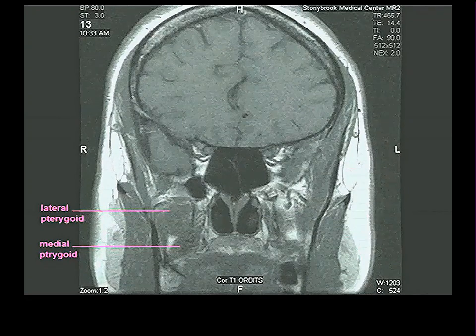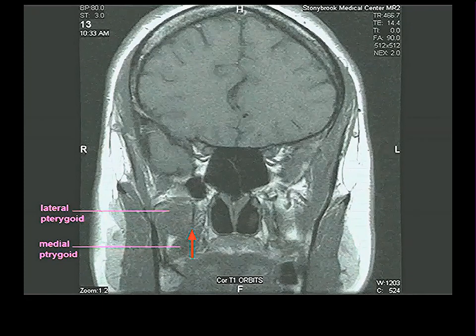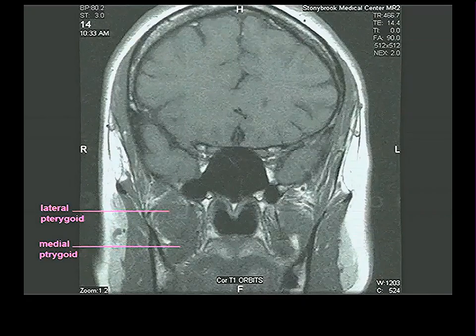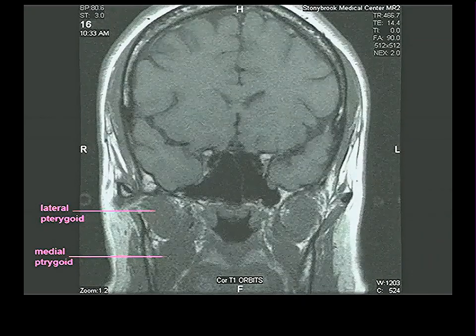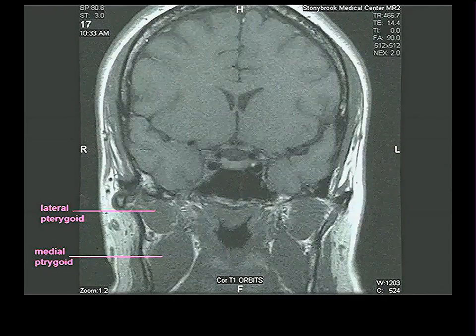On this side, here's the medial pterygoid coming down to insert on the angle, and here we're catching the lateral pterygoid in section as it's going front to back. As we go, this is probably the lateral pterygoid plate right here. As we go further backwards, backwards, backwards, these do exactly what they should.